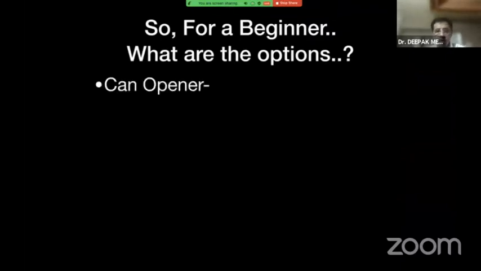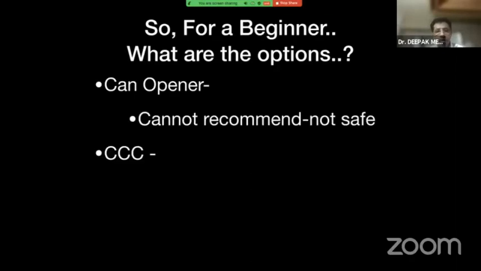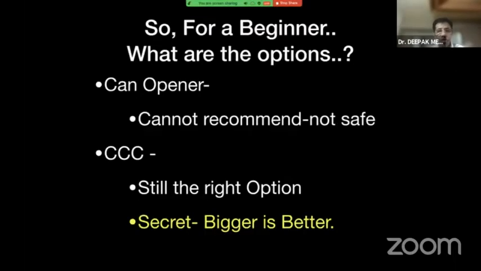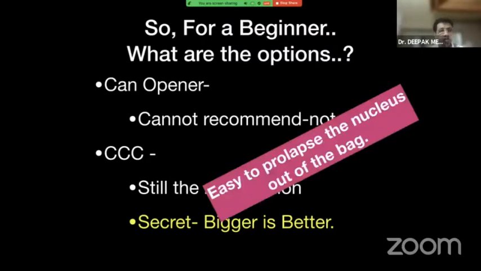Of course, scan opener is the classical technique for these things, but we cannot recommend this now in this era where Rexis is the norm simply because of its safety concerns. So we always believe that CCC still is the way to go, even in SICS. The only secret here, you need to do it bigger, especially in the early part of your career. So it's always going to be easy to prolapse the nucleus out of the bag, and we're going to have fewer issues as far as complications regarding the zonules.